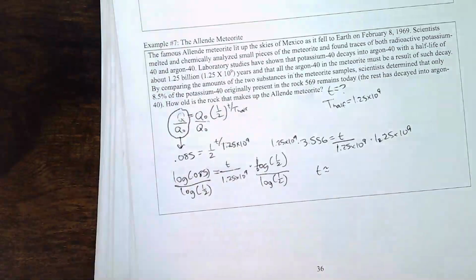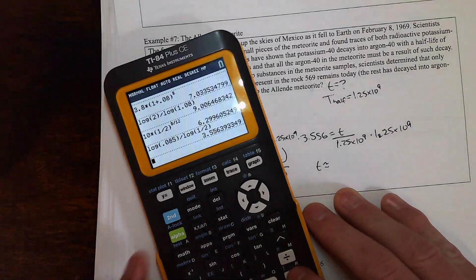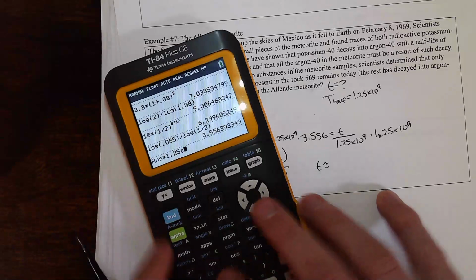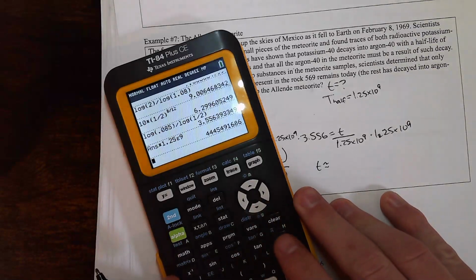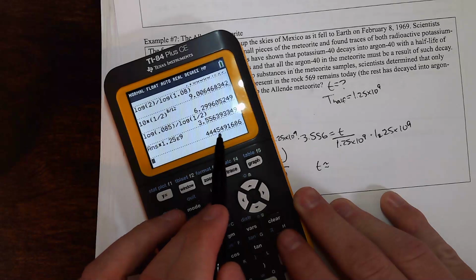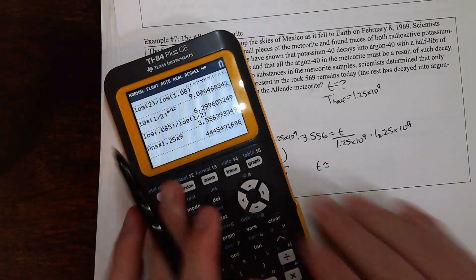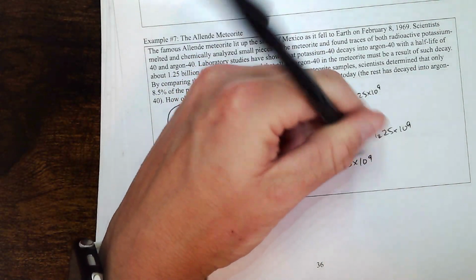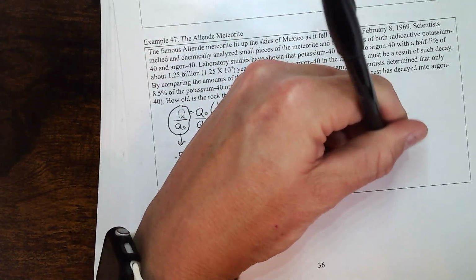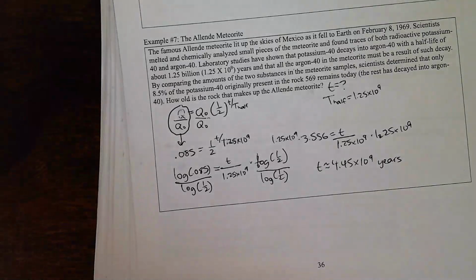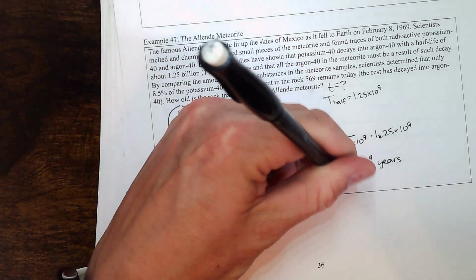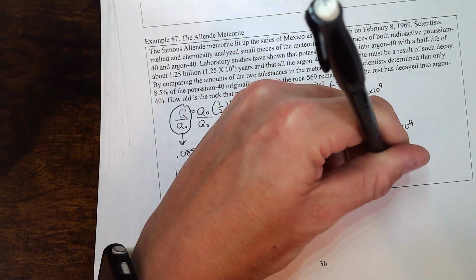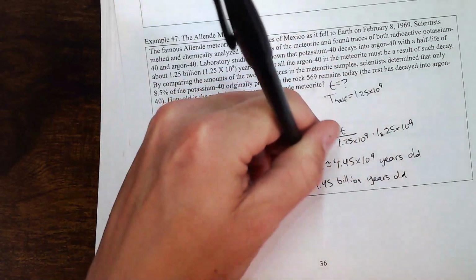And so T will be, I'm going to use the original answer here because that might make a difference. I'll look at it real quick. So it'd be 4.45 times 10 to the 9th. Yeah, let's just keep it like that. Years. So that's going to take 4.45 billion years old. So it's 4.45 billion years old. Very old.